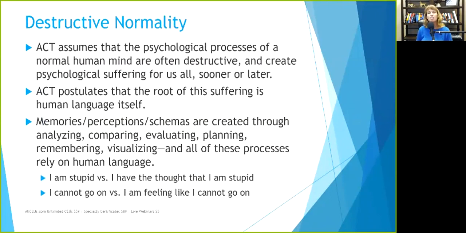Destructive normality. I love this term. ACT assumes that the psychological processes of a normal human mind are often destructive and create psychological suffering for us all sooner or later. ACT postulates that the root of this suffering is human language itself. Now, some of the things that we've talked, if you think back to the abandonment class and some of the other classes, a lot of our schemas are formed in early childhood, where we are thinking in concrete terms, where we are learning and relating in concrete terms, all or nothing, focusing on one aspect.